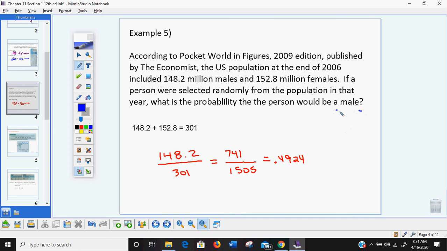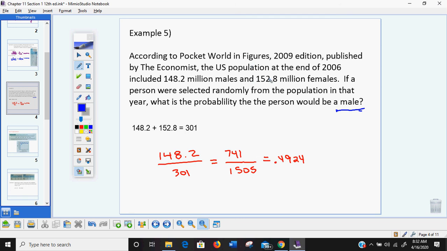So remember, you do the number of favorable outcomes. So you want to do how many were male on top. So if you look at my fraction down there, I do have 148.2 on top. That's the number of males. Now you need the total on bottom. So I had to add these two together, the males and the females. Total population was 301 million. So that goes on bottom. That reduces to 741 over 1505. And when you make that a decimal, you get 0.4924.